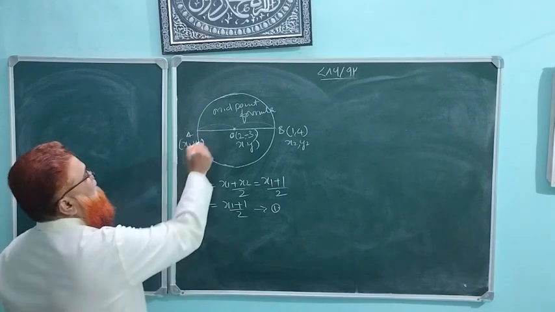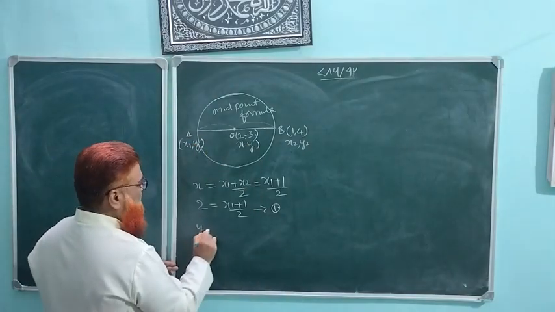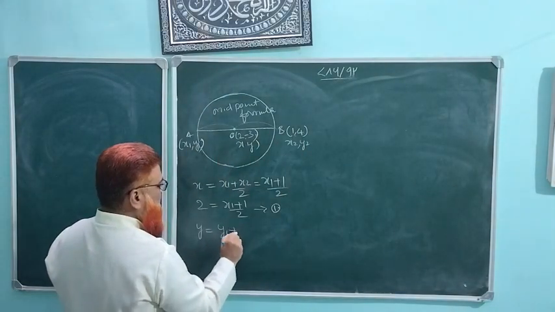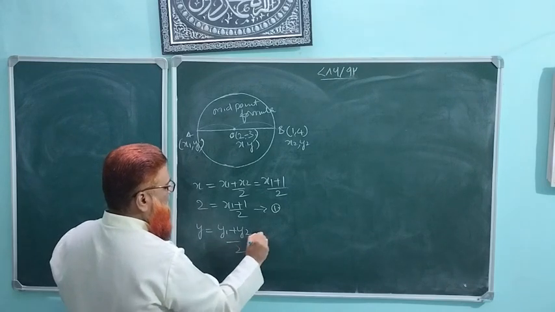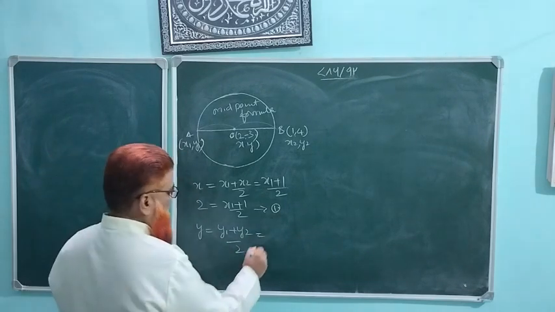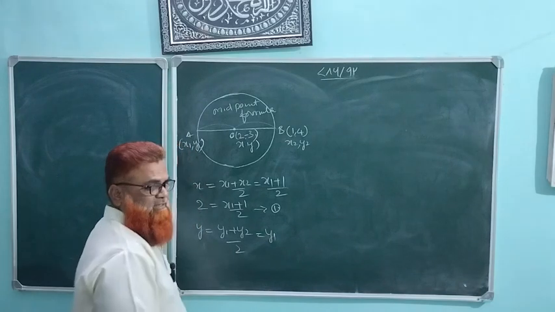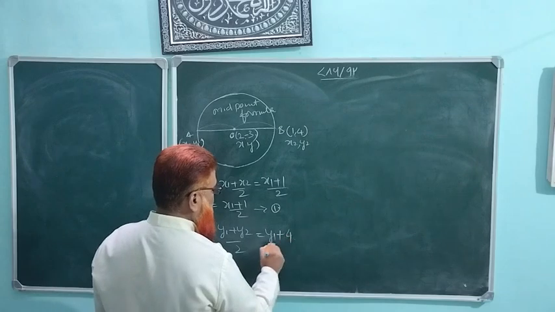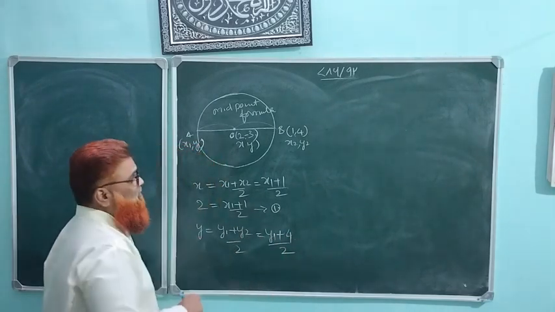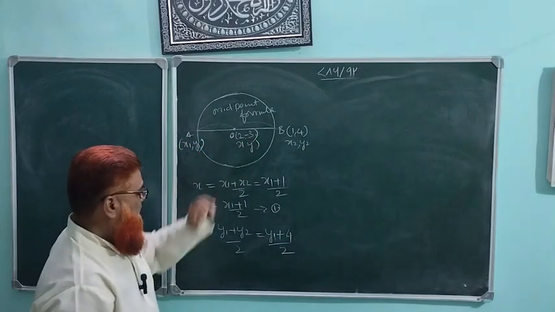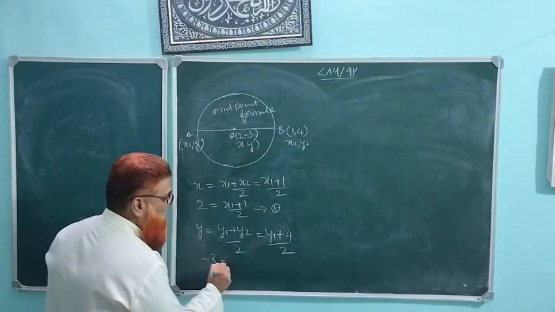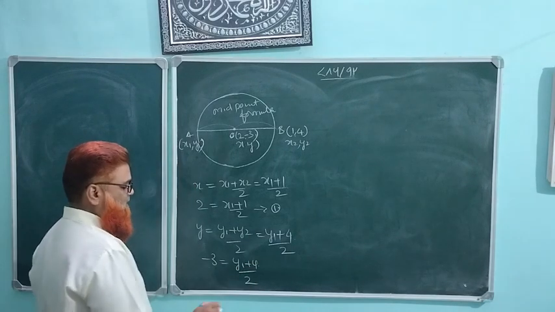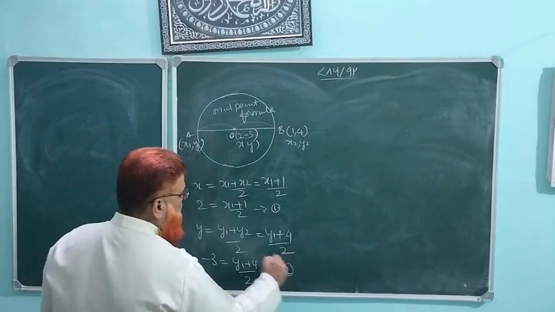Alright. Now take y. y is equal to y1 plus y2 divided by 2. Now substitute y1, which we have to find since its value is not given, plus y2, which is 4, by 2. At the same time y has the coordinate minus 3, which is equal to y1 plus 4 divided by 2. Call it equation 2.